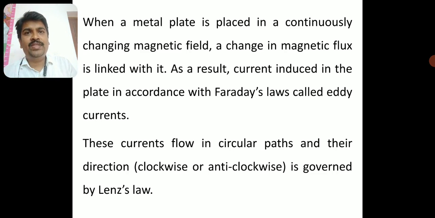Now this metal sheet is placed in a changing magnetic field, so there is a change in the magnetic flux linked with it. Because of this change, a current is induced in the metal sheet in accordance with Faraday's law, and this current is known as eddy current. That's what I said. The magnetic field changes, flux also changes, and because of the change in flux, current is induced in accordance with Faraday's law. This is called the eddy current.